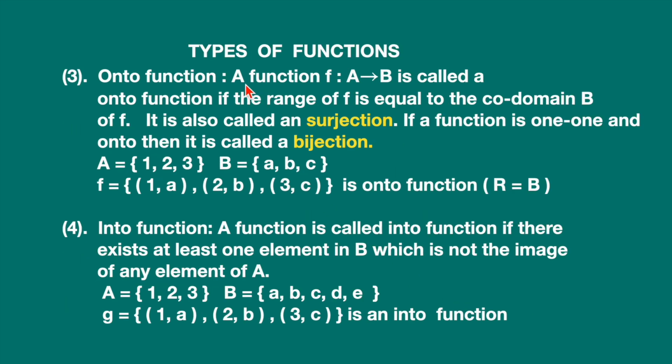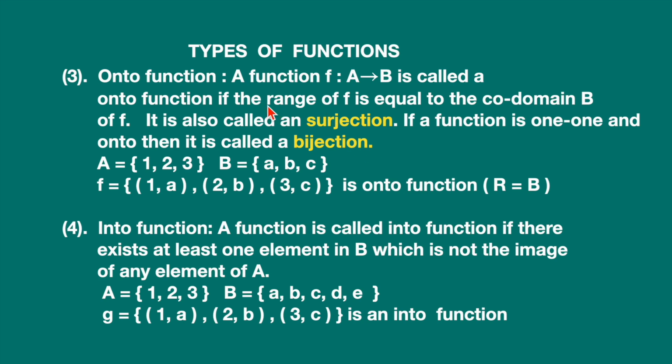Onto function. A function f from A to B is called an onto function if the range of f is equal to the codomain B of f. It is also called a surjection. If the function is one-to-one and onto, then it is called a bijection. So a one-to-one function is called an injection, an onto function is called a surjection, and if both the conditions are satisfied, it is called a bijection.